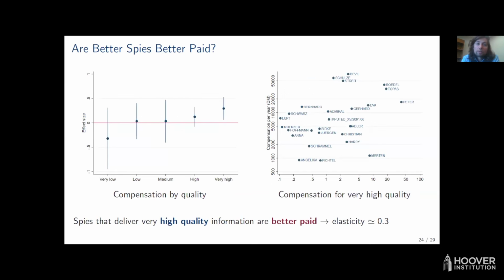And then we wanted to understand whether spies that perform better are also being compensated more by the Secret Service. And so here on the left, I plot you 5 separate regressions of compensation per year in log terms on the number of information per year, also in log terms. And now the 5 separate coefficients stand for low quality information to very high quality information. And here we see that the only type of information that actually predicts how much spies earn is very high quality information. And that type of information is also depicted on the right. Each point here is a spy, and you see that the spies who deliver more high quality information per year are also compensated more. And the elasticity here is about 0.3.